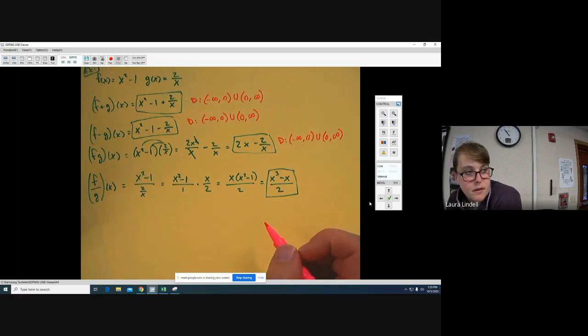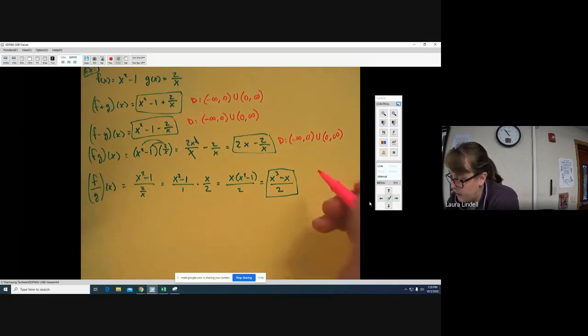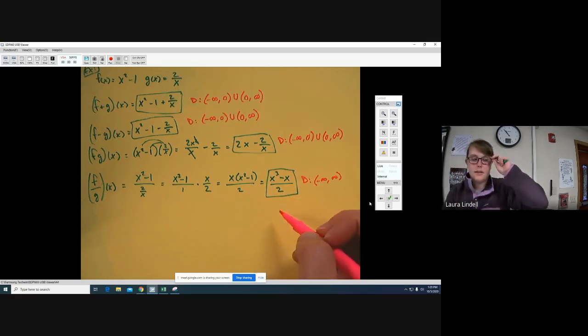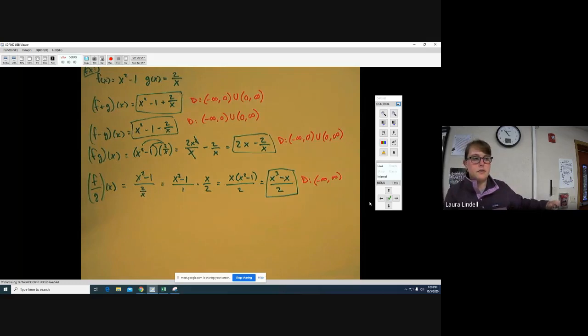Okay. So those are our domains there. And then the domain for this one is negative to positive infinity, because there is no x value that I need to exclude here. There's nothing in the denominator that would make it so that I need to exclude 0 or anything like that. Okay. So there's our operations with functions.